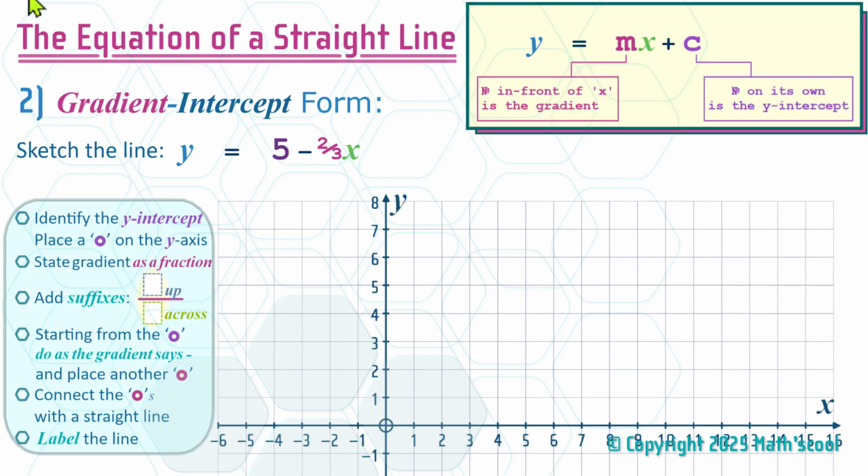So here's another one. It's asking us to sketch the line y equals 5 minus 2/3 x. So which is the y-intercept? It's the one that doesn't have an x next to it.